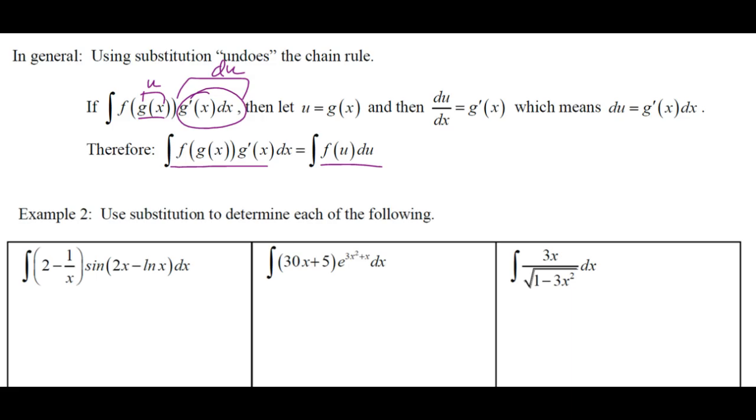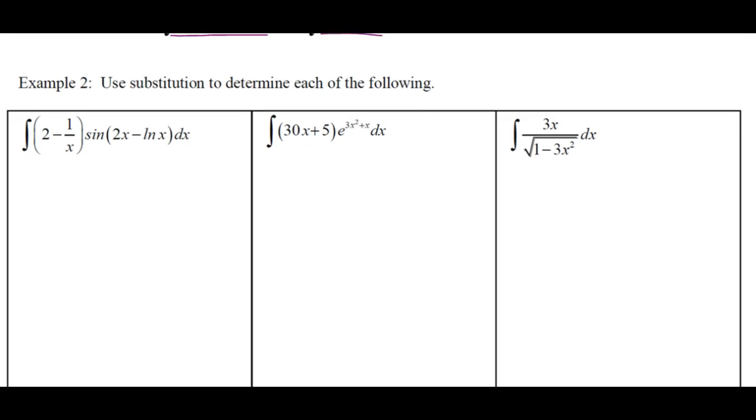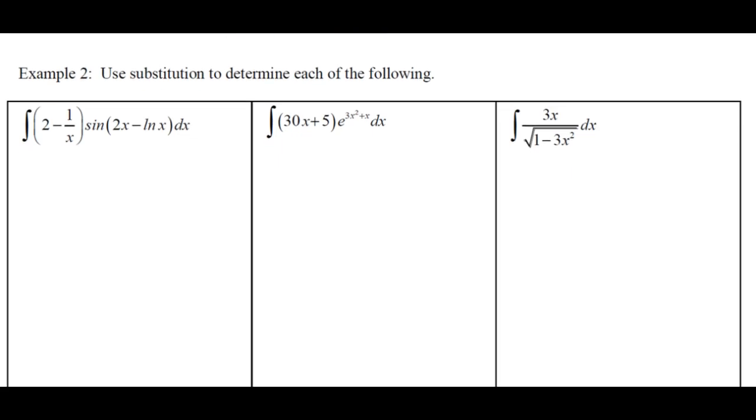Okay, and as we move into these, they become a little bit tougher to kind of guess and check on. So it helps to have a little more systematic way of doing this. So we don't have a ton of room across here, so let u equal, so what's the inner function? 2x minus ln x. What's du? So 2 minus 1 over x dx. Ah, okay. So easy peasy now, right?